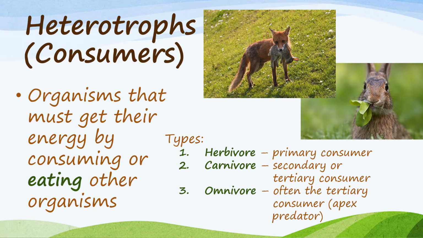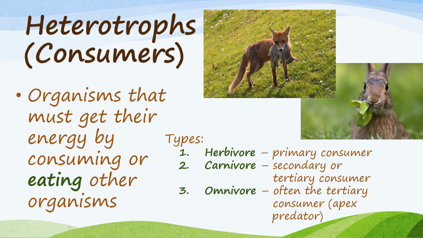Now the next type that you know is a carnivore. These are our secondary or tertiary consumers. They will eat other animals. Either they'll eat herbivores or they'll eat other carnivores. An omnivore is one that can eat both plants and other animals. So they kind of have the widest selection of food on the earth.